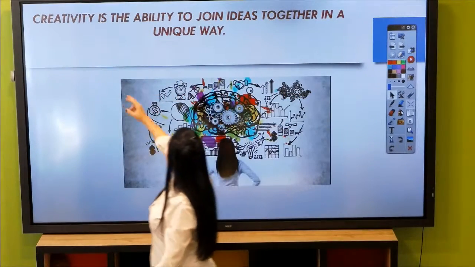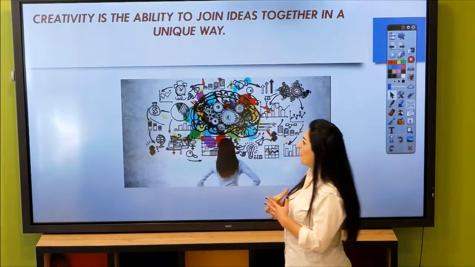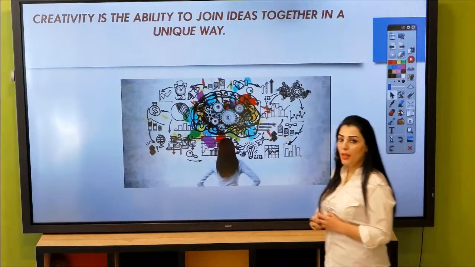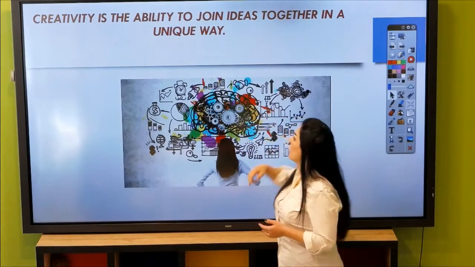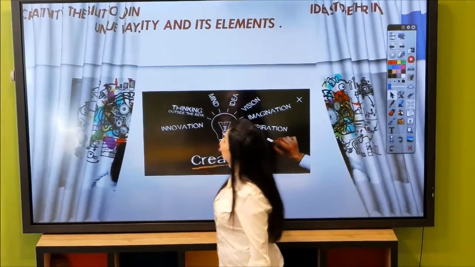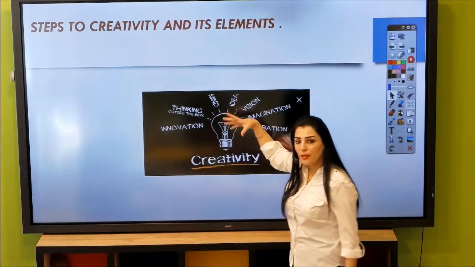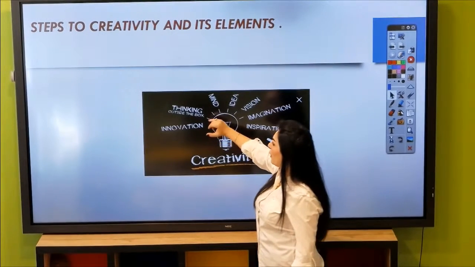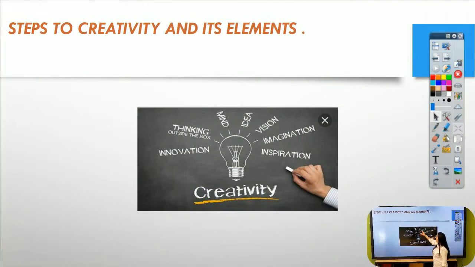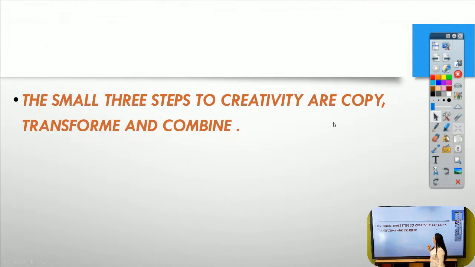Now, creativity is the ability to join ideas together, okay? To join ideas together in a unique way. So for creativity, you can use your skills, your ideas, and your imagination also. Steps to creativity and its elements. So creativity also has elements like innovation, thinking outside the box, mind, idea, vision, imagination, and inspiration, okay? The 3 small steps to creativity are copy, transform, and combine. So combine, as we have just mentioned before, means mix or add together.